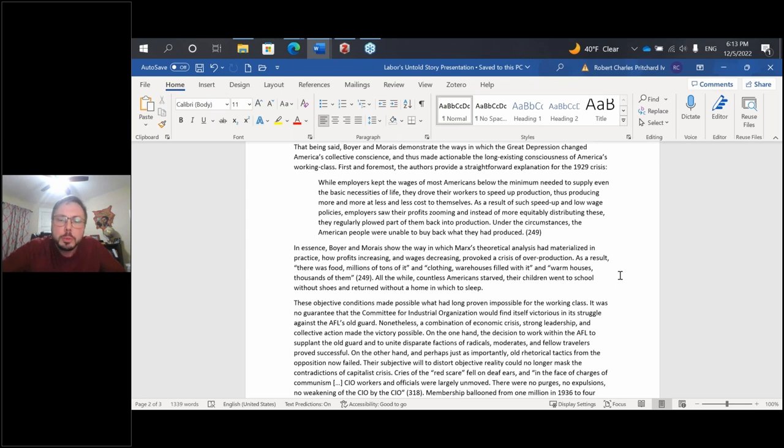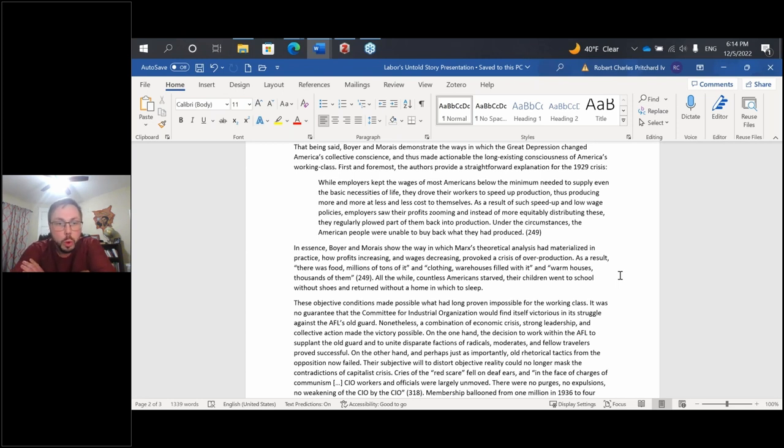First and foremost, the authors provide a straightforward explanation of the 1929 crisis. Quote, "While employers kept the wages of most Americans below the minimum needed to supply even the basic necessities of life, they drove their workers to speed up production, thus producing more and more at less and less cost to themselves. As a result of such speed up and low wage policies, employers saw their profits zooming, and instead of more equitably distributing these, they regularly plowed part of them back into production. Under the circumstances, the American people were unable to buy back what they had produced," unquote. In essence, Boyer and Morais show the way in which Marx's theoretical analysis had materialized in praxis, how profits increasing and wages decreasing provoked a crisis of overproduction.